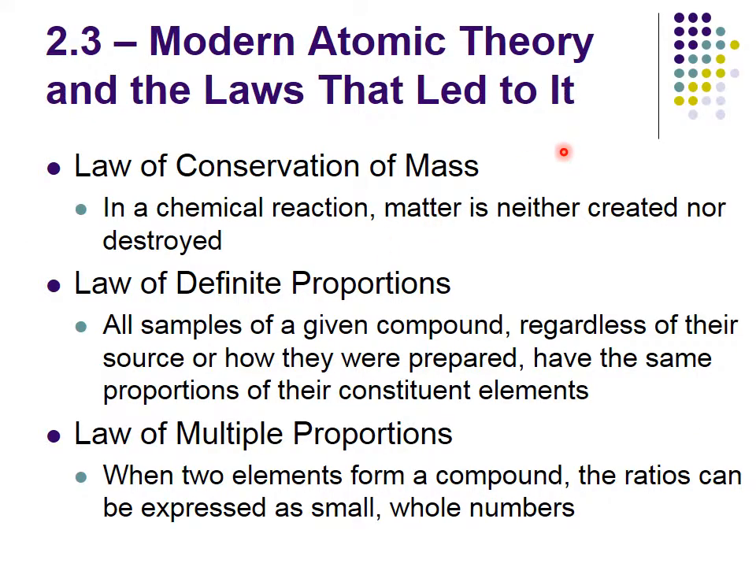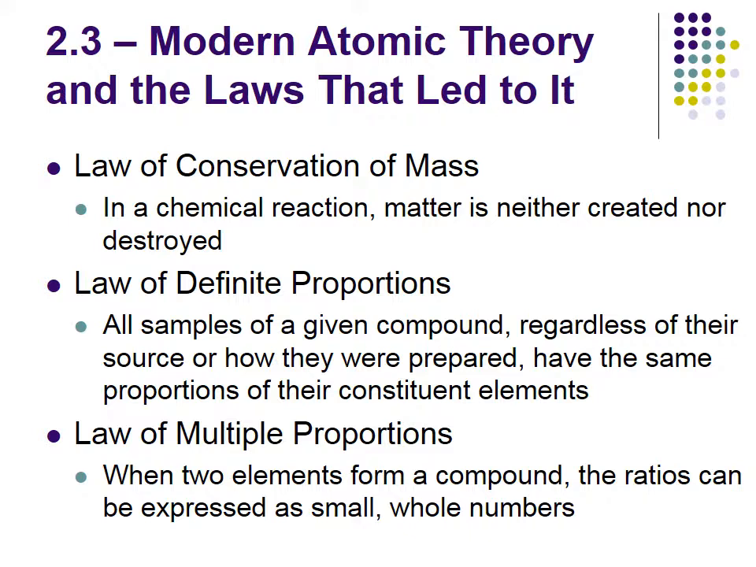So we're starting section 2.3 and we're looking at some modern atomic theory and laws. Back in chapter 1 we defined what a law was, and these are the three main laws that support chemistry. The first one is the law of conservation of mass, and we have looked at this one before, but now is our official definition. It says in a chemical reaction, matter is neither created nor destroyed. So we're not going to magically make anything or magically get rid of anything. And we've talked about the importance of that when we balance chemical equations.